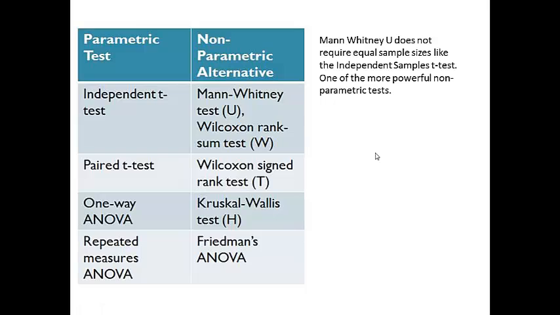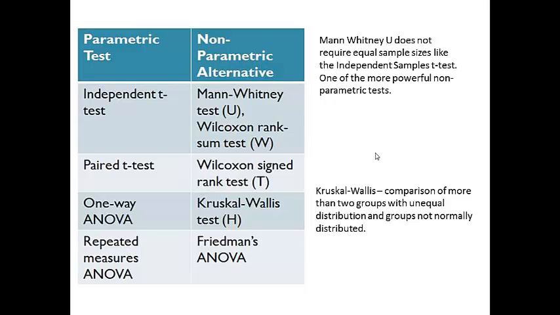The Mann-Whitney U is one of the more powerful non-parametric tests, and we'll actually look at how to calculate that by hand. The Wilcoxon sign rank is useful for paired t-tests, and we talked about the fact that with the one-way ANOVA, if we had a small sample size and we checked the homogeneity of variance, the Levene's, and we found that it was significant, we could use the Kruskal-Wallis test. We didn't cover repeated measures ANOVA in this class, but if you cover it in a later course and you don't meet the assumptions required for that one, Friedman's ANOVA is available.